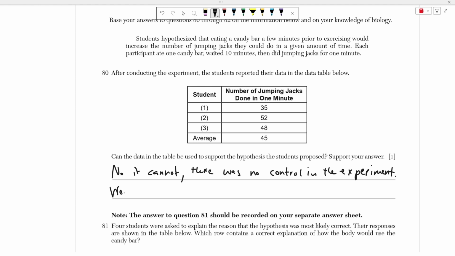We cannot tell what did they want to find? They wanted to see whether their ability to do jumping jacks changed, right? So again, it just has to be logical, right?